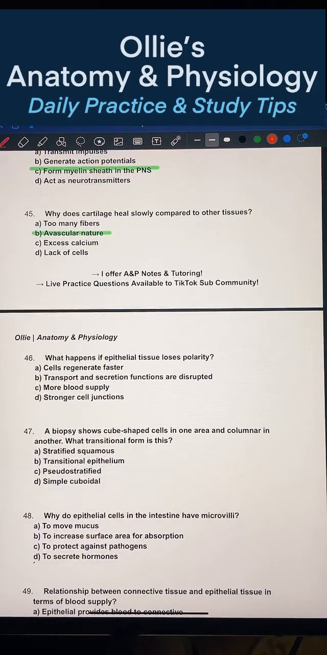Number 46, what happens if epithelial tissue loses polarity? Epithelial tissue is polar. Why? What would happen? A, B, C, or D? What do you guys think for that one?